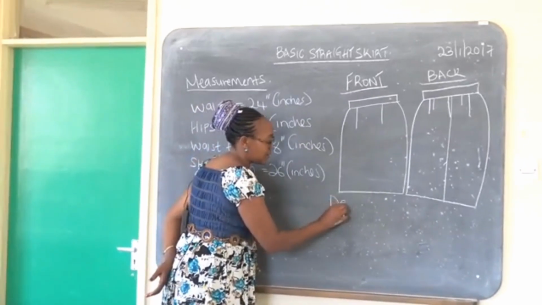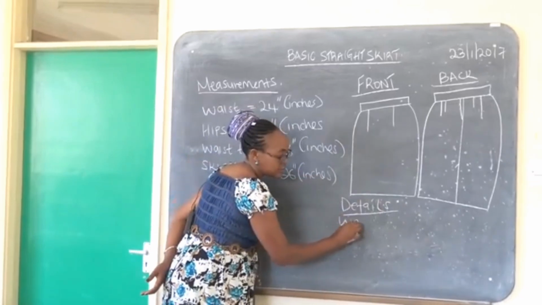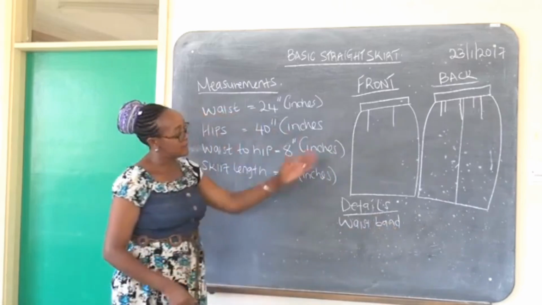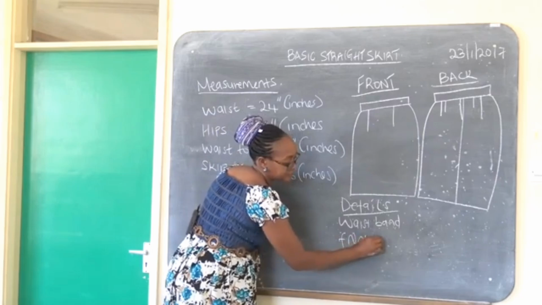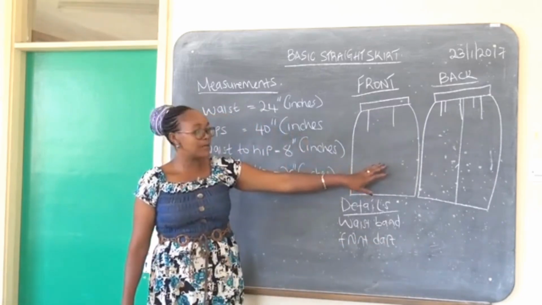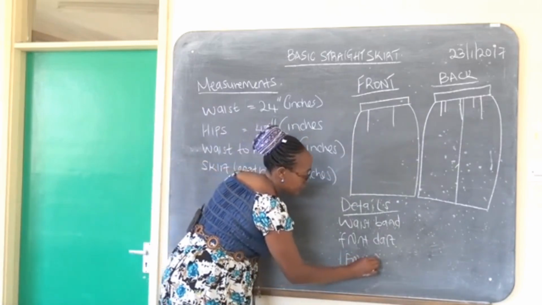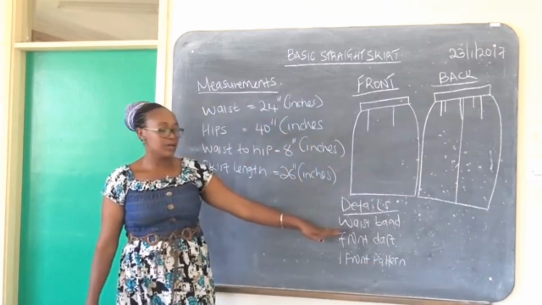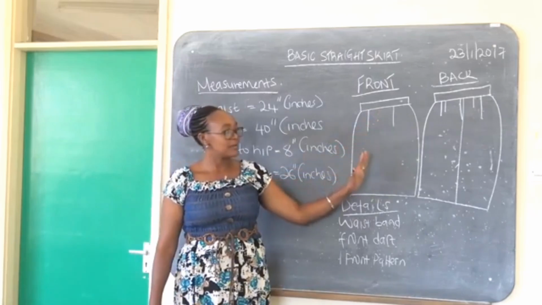These are the design details. It has a waistband. We've got darts, one dart, which is the front dart. And in the pattern pieces, we only have one pattern for the front. When I talk about one front pattern, I mean there is no seam in between the front. It is just a continuous skirt.